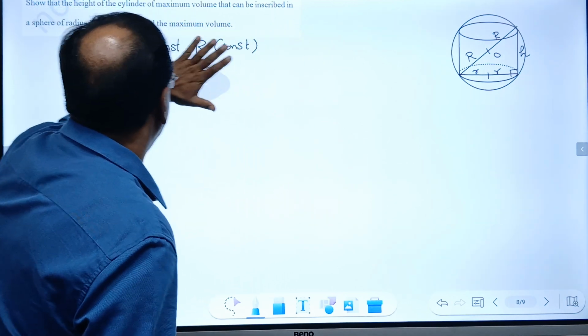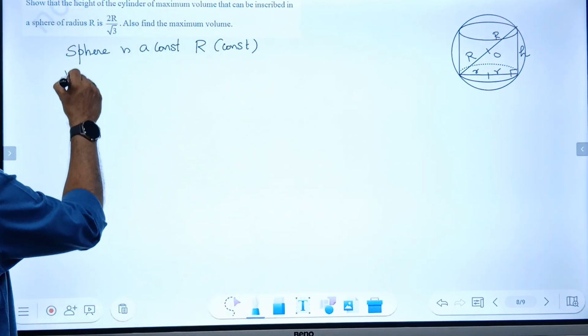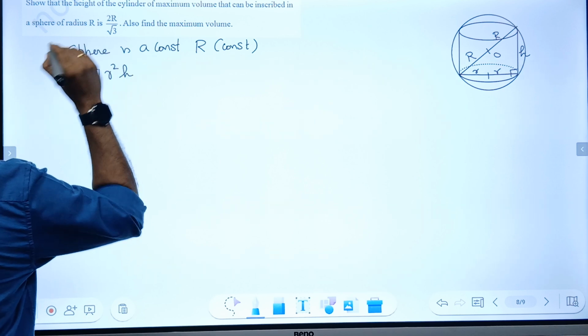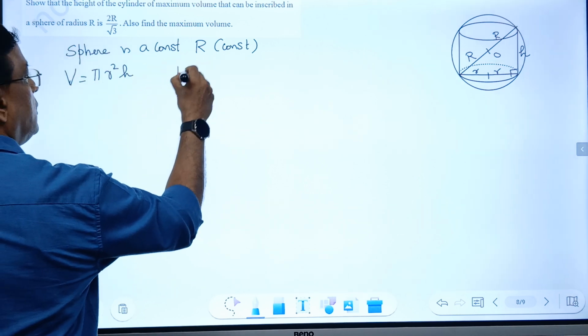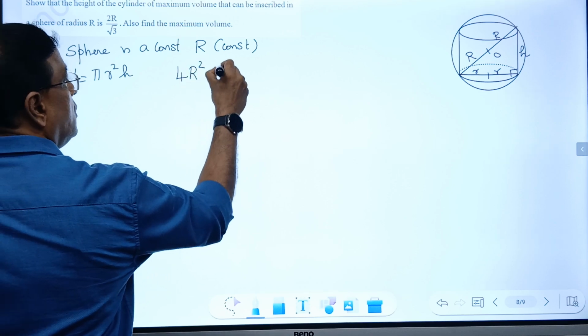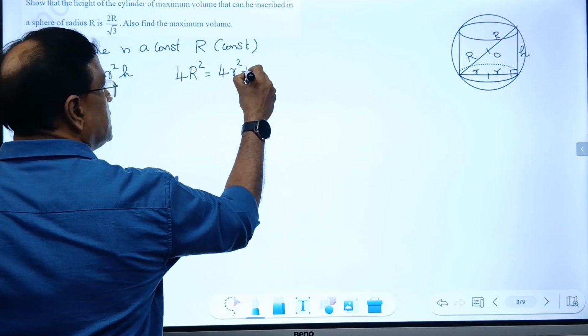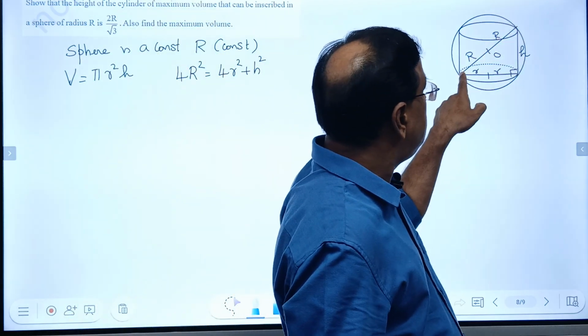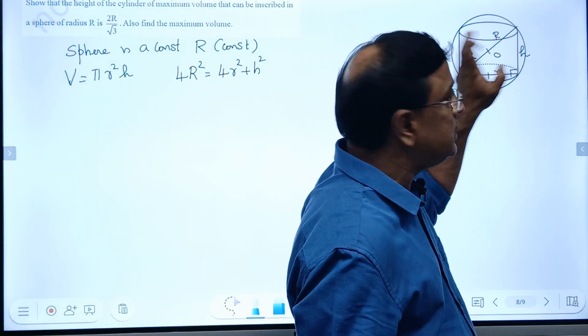Okay, now what is the volume formula? Volume is pi r square h, and what is r square? Using Pythagoras theorem, 4r square equal to 4r square plus h square.